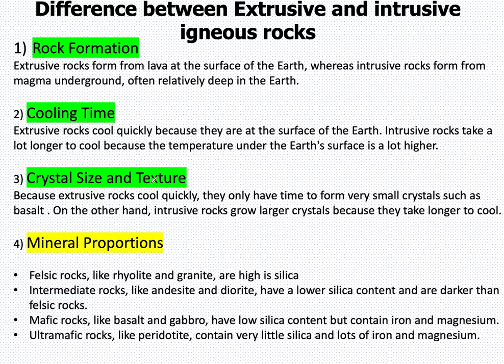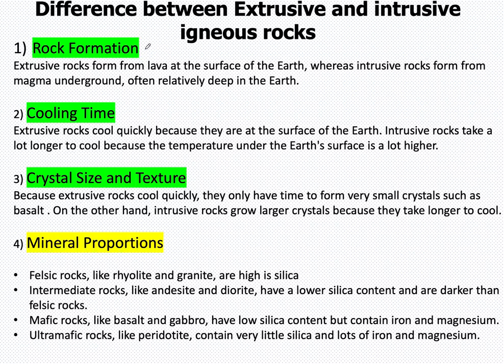Let me take a pen. For classification, we need certain factors to differentiate between the rocks. The most important factors that differentiate extrusive and intrusive rocks are: first, rock formation; second, cooling time; third, crystal size and texture; and fourth, mineral proportion. I have used a yellow sketch pen for mineral proportion to show that it is very important.